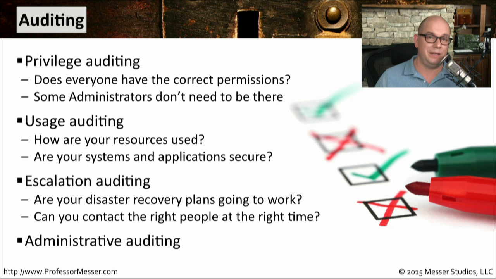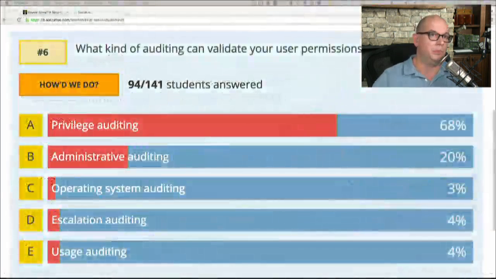There's also administrative auditing, being able to work through the administrative piece of these and know who is set up to be an administrator, who can administer these security systems, who has access to places where they would administer these things. That's very useful to know as well. So in our case, the question dealt mostly with what type of auditing can validate your user permissions. It's the first one on this list, which is privilege auditing.